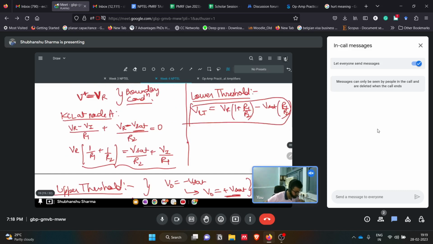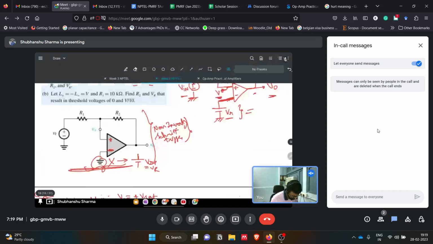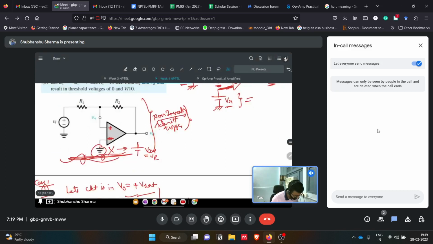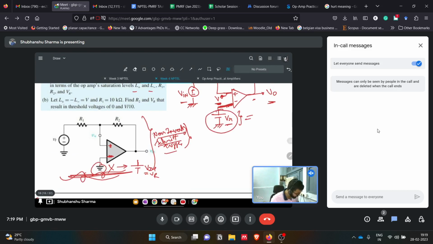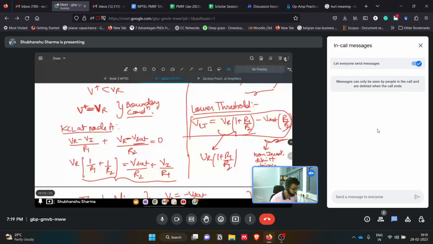If you observe these equations closely, this part of the equation is the same as that of the non-inverting Schmitt trigger. But in this case, by adding this reference voltage, we are getting an extra term here, that is VR into (1 plus R1 by R2). So this is how this extra voltage is deciding the threshold limits. Based on this reference voltage, we can change the lower threshold as well as the upper threshold limits of the circuit.